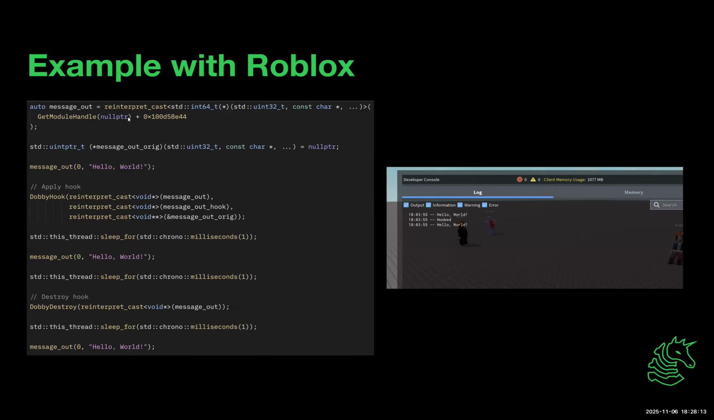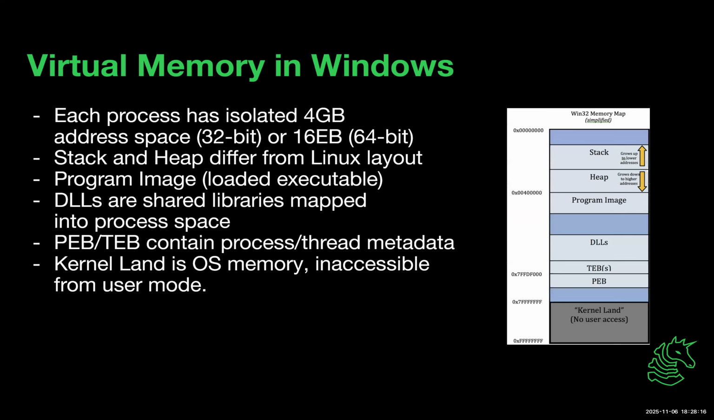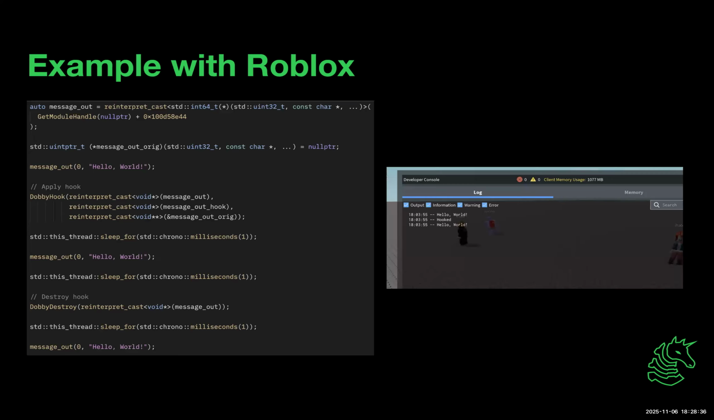What that's doing is, if we go back to our diagram here, we have this program image, right? And that's where all of the game's functions are stored. On a high level, you can assume they're sort of stored in a list. You want to know where in memory that list starts so you can start calling these functions. So what get module handle null pointer does is it gets the base address of the program image in memory of the specific executable.